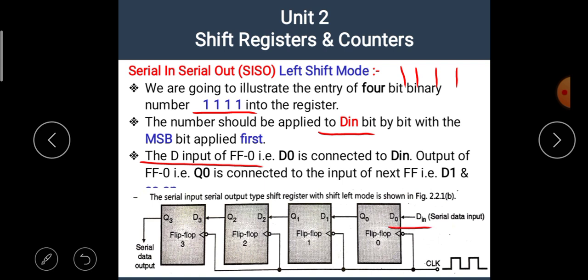We can see here the output of flip flop 0, that is Q0, is connected with the input of the next flip flop, D1. And so on. That means the output of flip flop 1, that is Q1, is connected with the input of flip flop 2. Similarly, the output of flip flop 2 is connected with the input of flip flop 3. I hope you all understand the connections here.